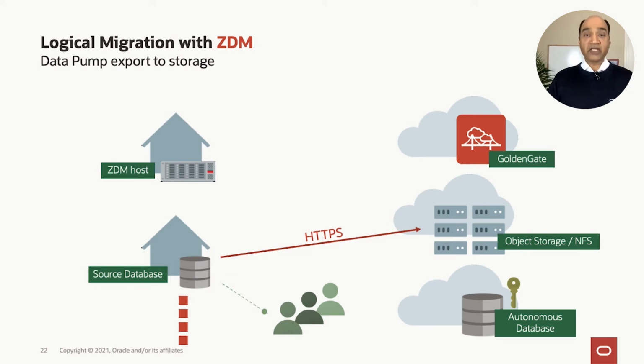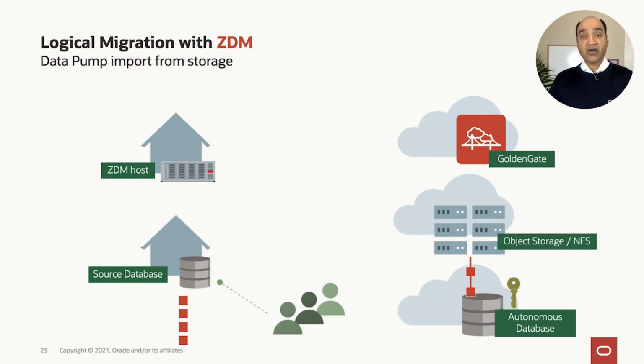And so basically, ZDM starts once it finishes taking the database Data Pump dump files from your source database. It will start moving them to the object store or to an NFS, depending upon what you have chosen. Once it completes that movement of data, it will start applying the exports to your autonomous database, which is kind of the initial load that it completes via Data Pump export and Data Pump import.